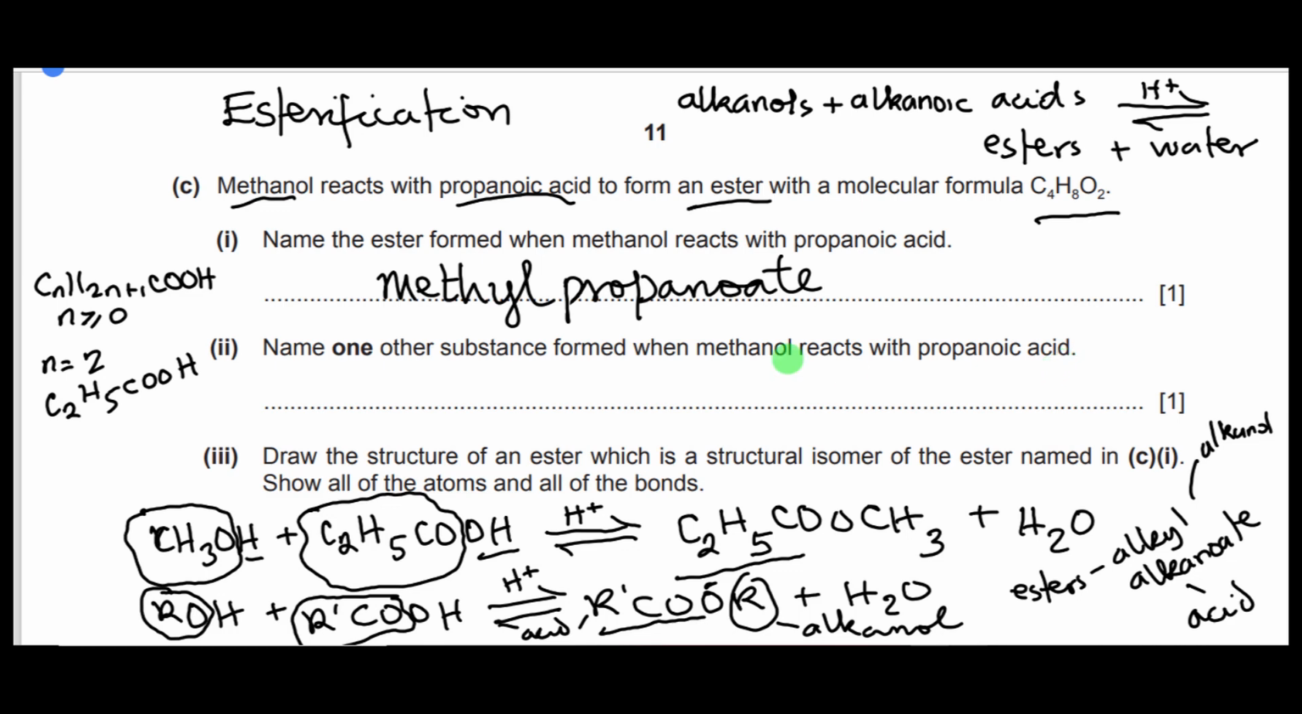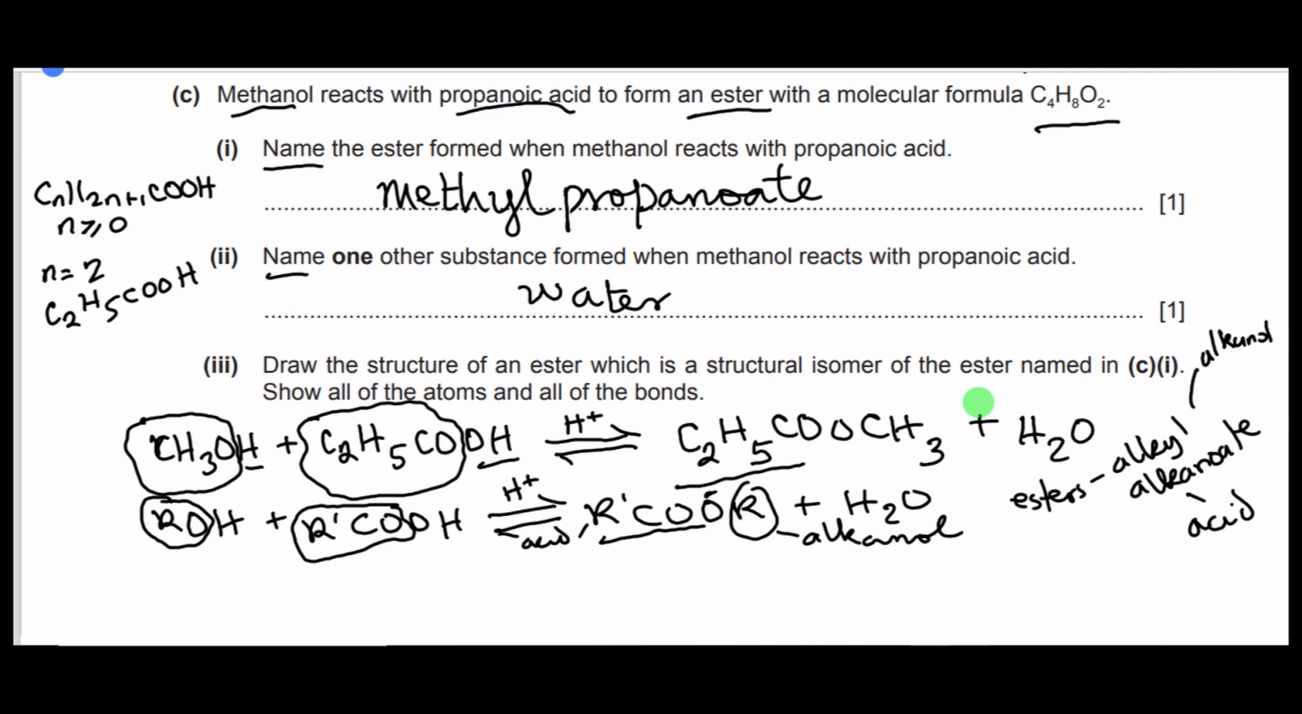No other substance formed when methanol reacts with propanoic acid. And I said from this reaction, in esterification reactions, the only constant product that is always formed is water. The ester can always change depending on the alkanol and alkanoic acid combining, right? So since you already know the ester that is formed, then the other product can only be water. Remember, we are asked to name. So we will not accept any formula.